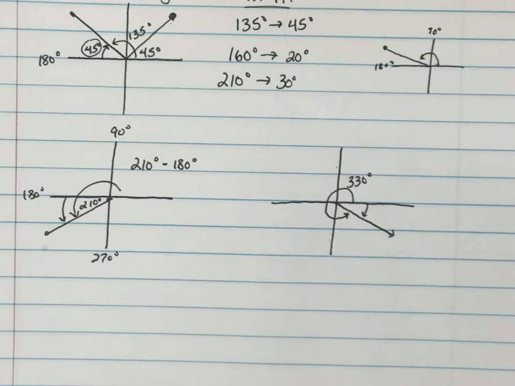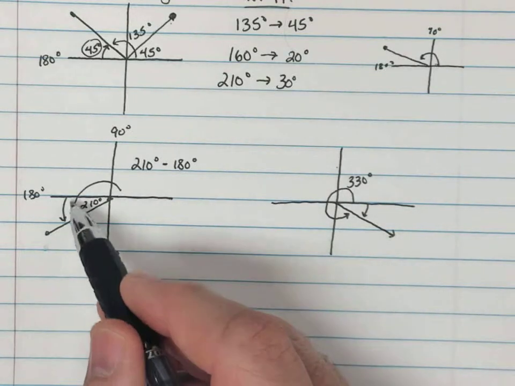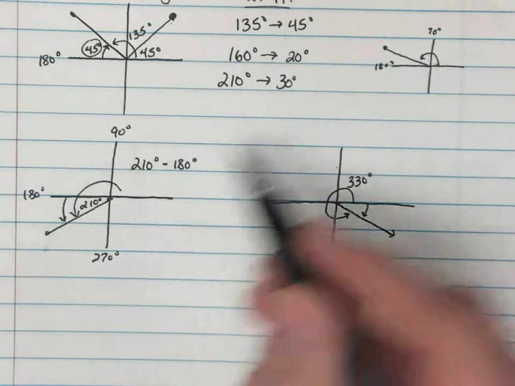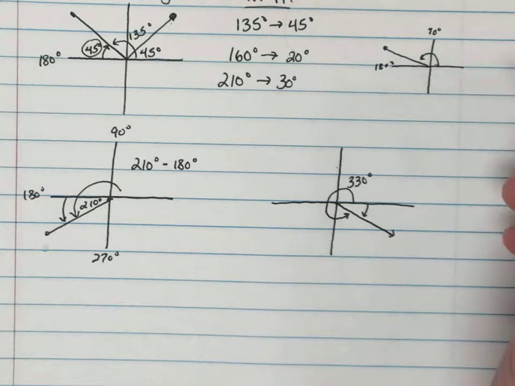Common sense teaches us that wherever you're at, if you're in the third quadrant, to find this angle, take away 180. If you're in the second quadrant, it's a linear pair. Do 180 minus this angle and that gives you the reference angle.